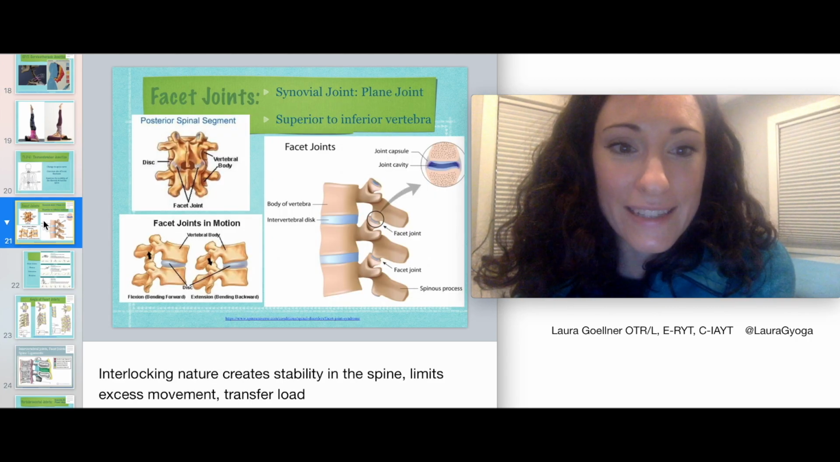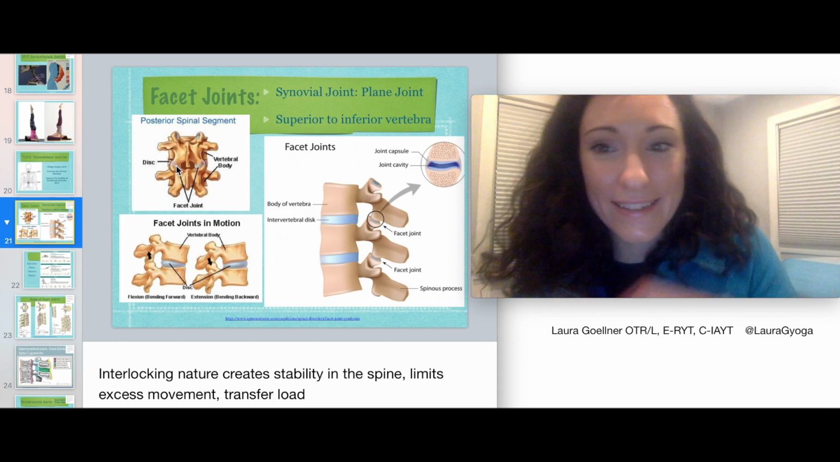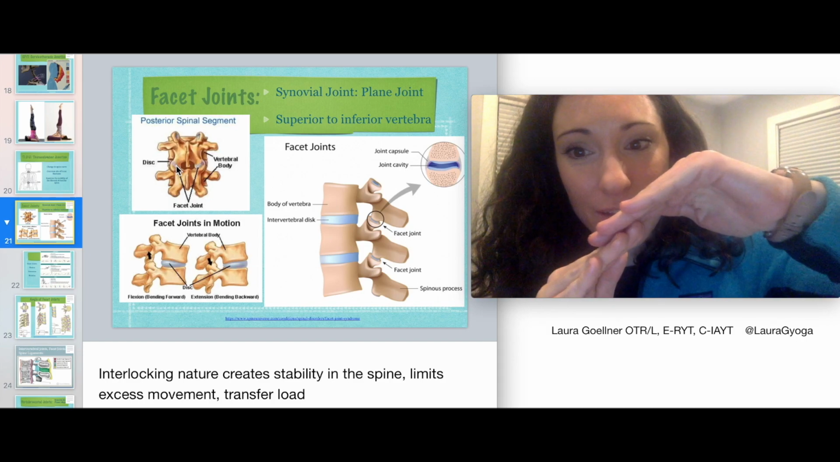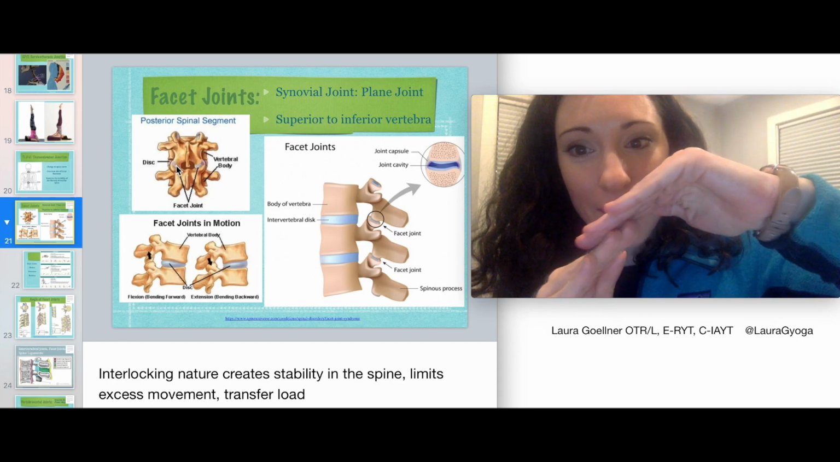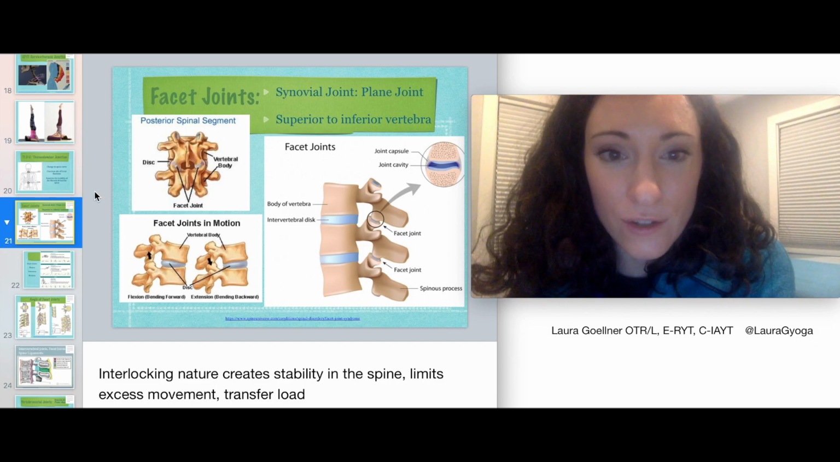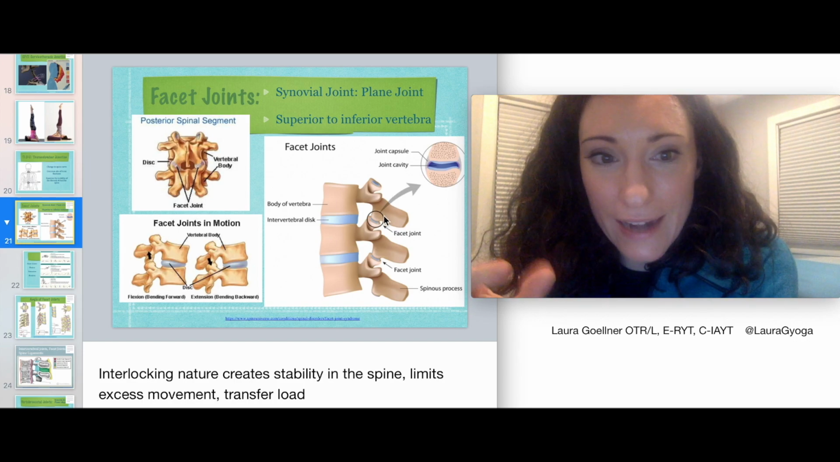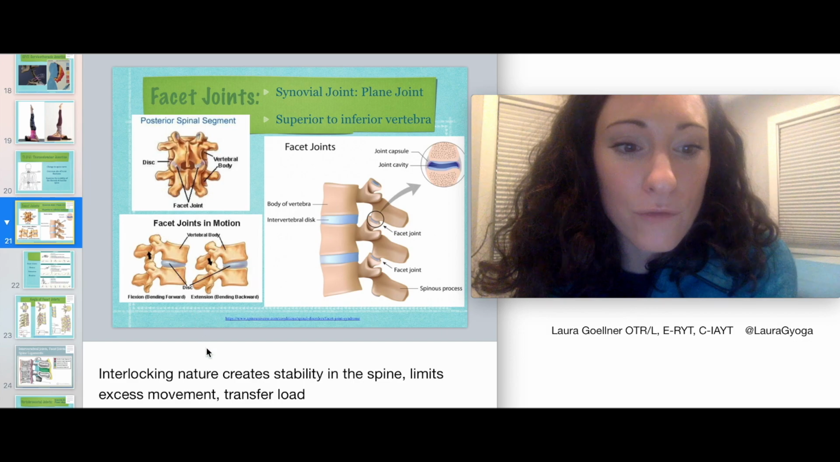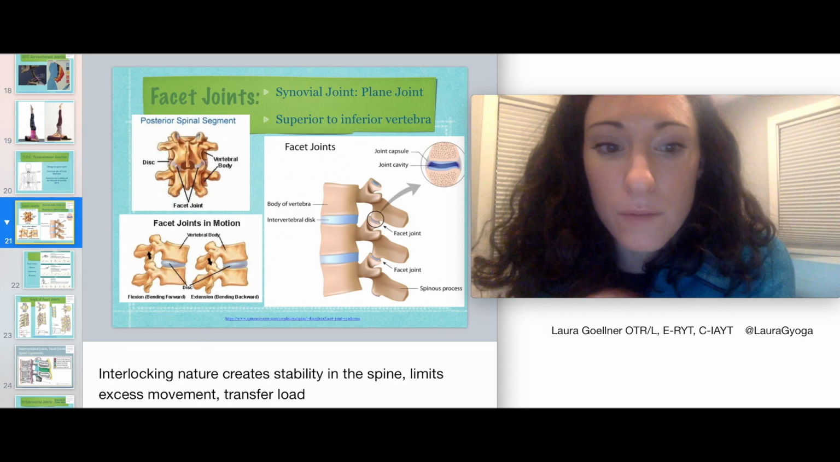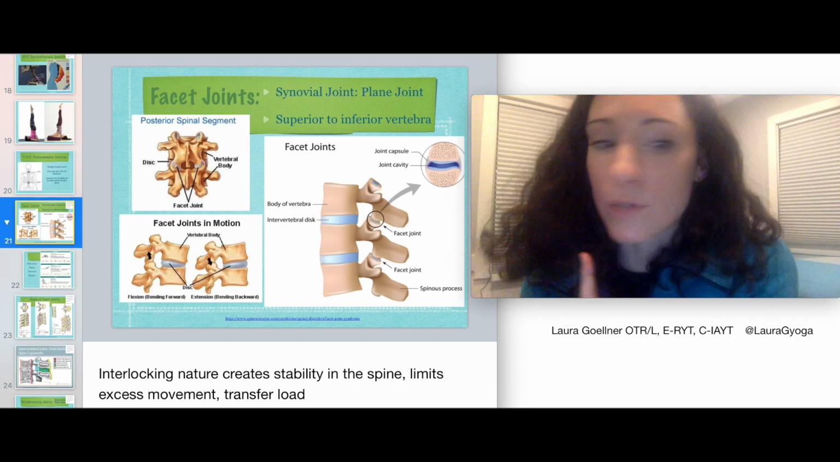All right, so the facet joints of the spine, these little contact points, they are plane joints. So one connects to the other one so that they can kind of slide past each other, and it creates this really nice integrity to the spine. It interlocks one vertebra with the next, and it allows for a good amount of movement. So most of the movement that's happening here is flexion and extension and rotation.